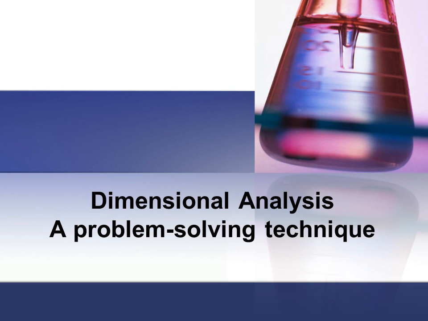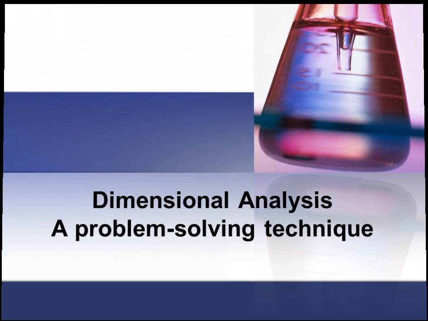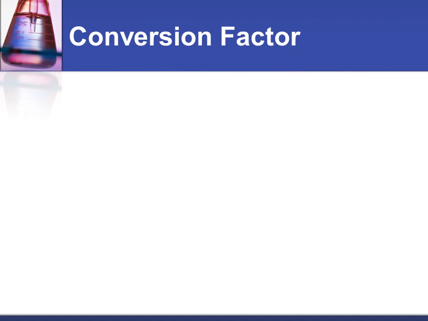It is often necessary to convert a given result from one system of units to another. In chemistry, the best way to do this is by a method called dimensional analysis or factor label method. Dimensional analysis uses conversion factors to convert from one unit to another.